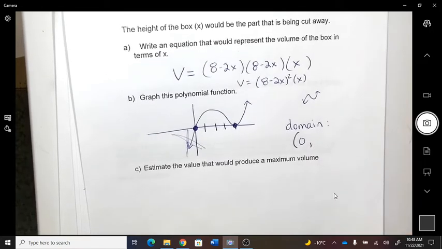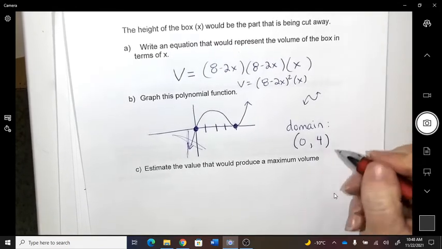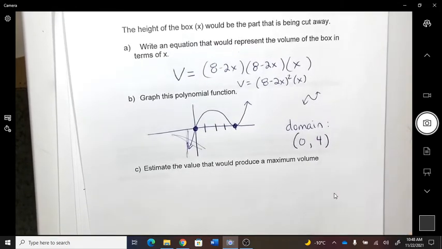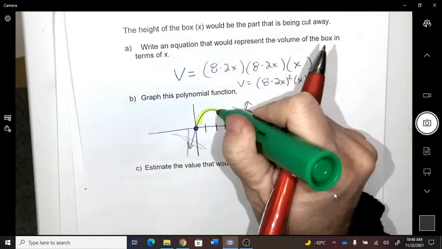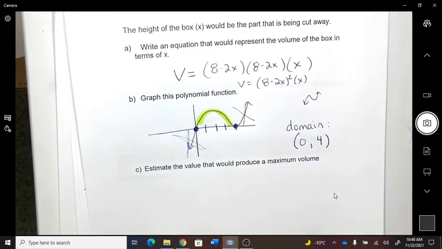What's the largest amount you can cut off? 4, but you can't cut 4 off, because if you cut 4 off and 4 off, you've now officially cut 8 off, which means your side has disappeared. So this is really the only part of this function that would exist.